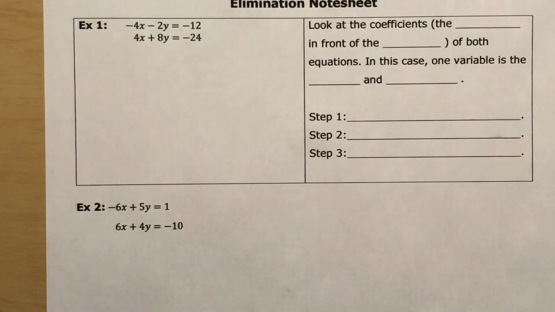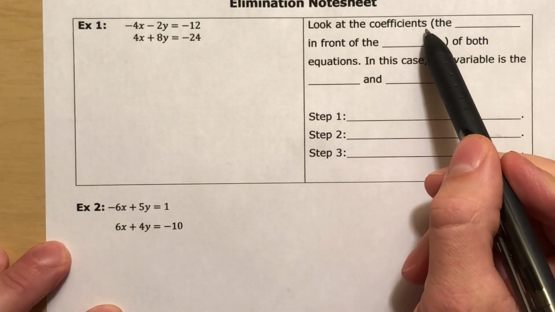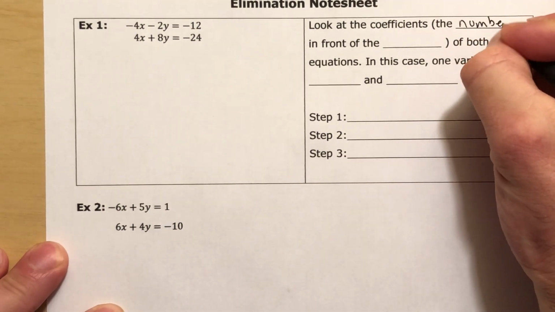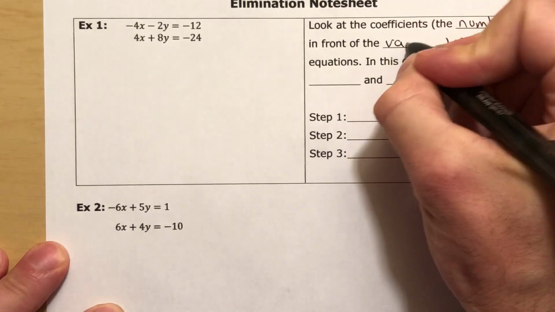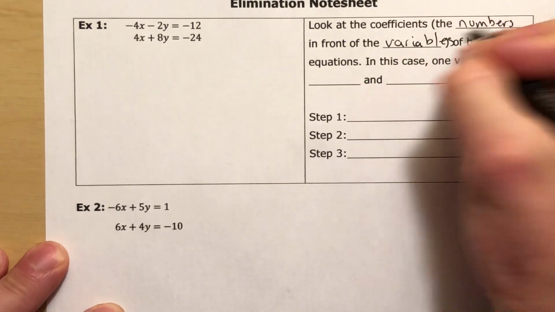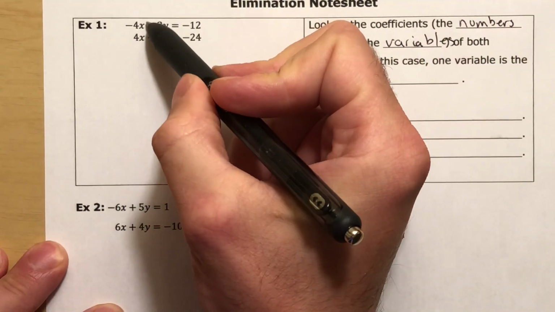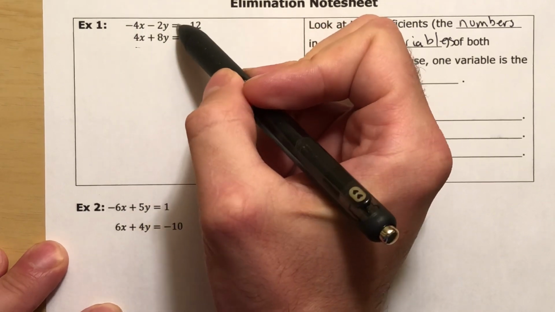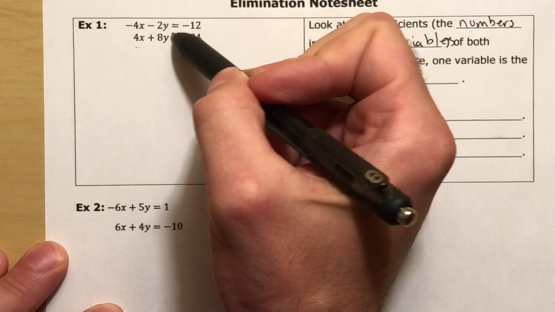Alright, to solve equations using the elimination method, your first step is to look at the coefficients, which are just the numbers in front of the variables. So the coefficients of the x's are -4 and +4, and the coefficients of the y are -2 and +8.